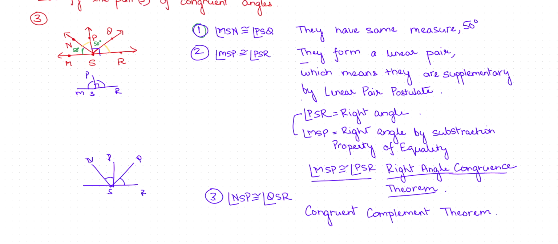We saw that MSN was congruent to PQS. MSN was 50-degree and this is 50-degree. So NSP is congruent to MSN, because they are complementary to congruent angles. So that means that they are equal. They are congruent.